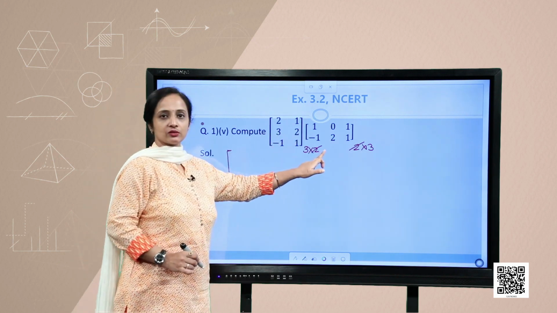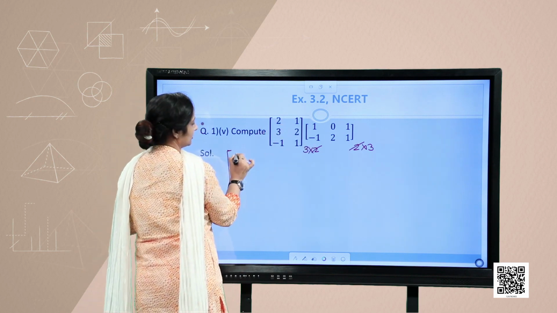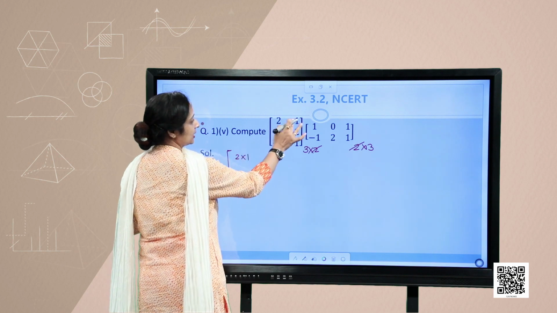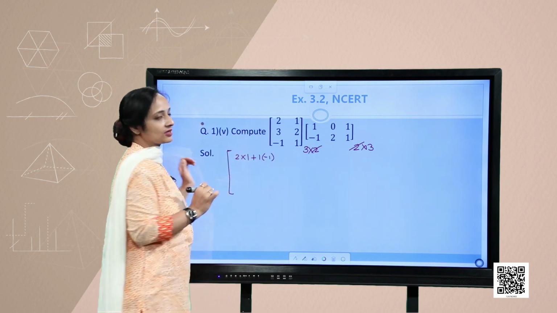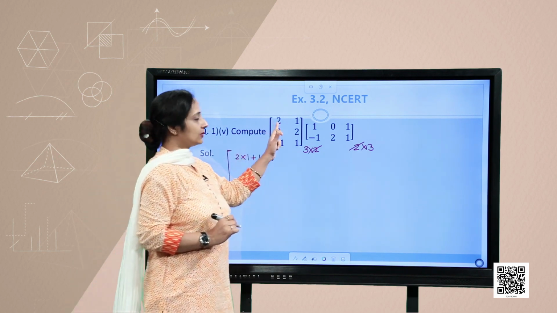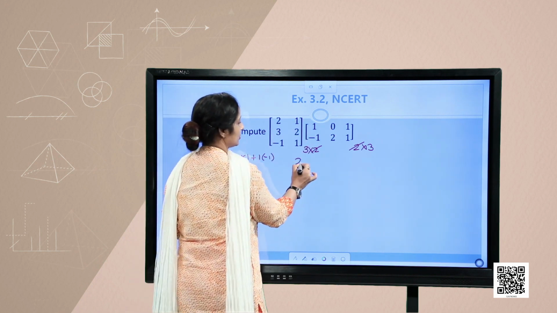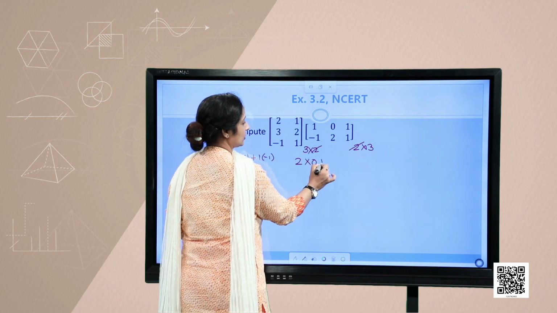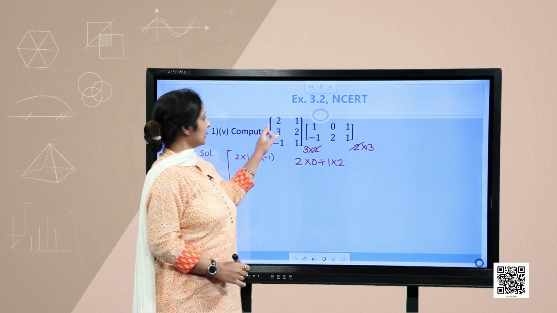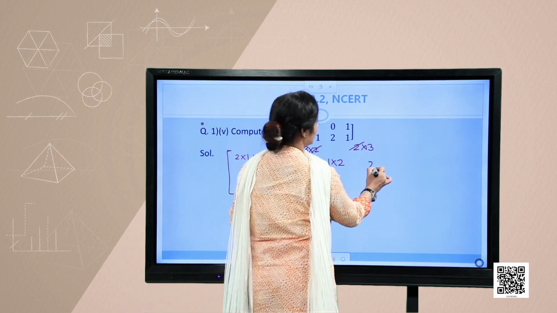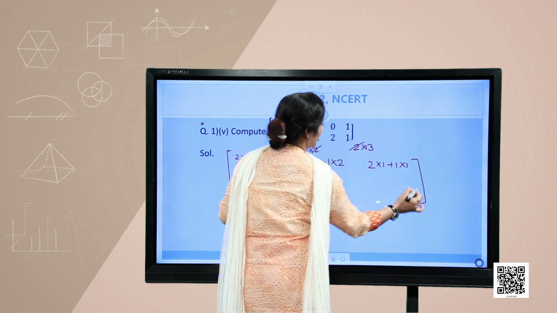First row and first column are to be considered for the first element. 2 into 1 plus 1 into minus 1. That becomes the first element A11. Then comes the element A12, first row and second column. First row and second column and products are to be added up. The third element A13 is first row and third column, right?